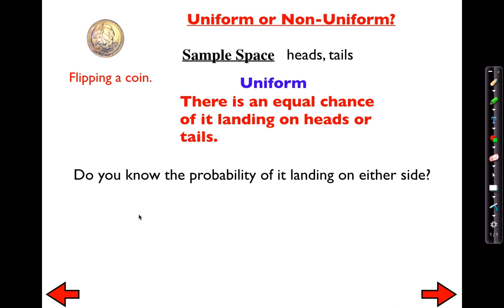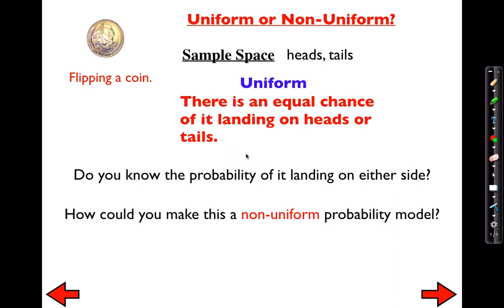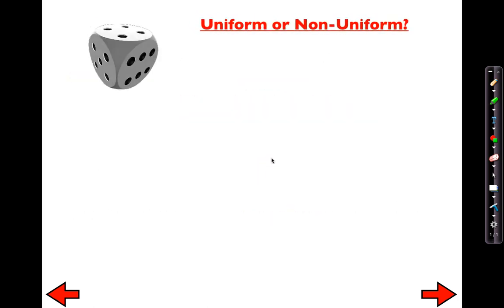And since it's the same, it is a uniform probability. Now let's think, how could you make it so that it's a non-uniform probability? So how could you change this event so that it's not as equally likely to land on heads or on tails? Think about that. So some possible answers might say, weight the coin, make it heavier on one side than on the other so it can land on one side more than the other. So that's a possibility.